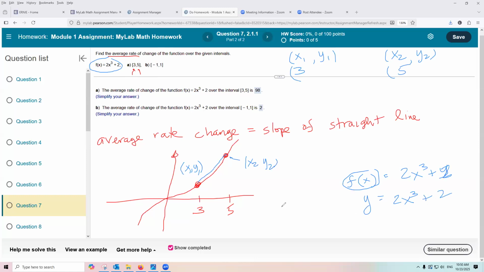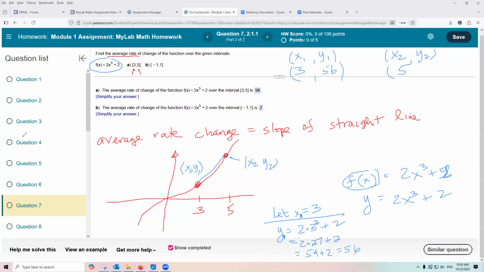All right, let's figure it out. Let's let x equal 3 for that first point. So the y value is going to be 2 times 3 to the third plus 2. That's 2 times 27 plus 2. That's 54 plus 2, which works out to be 56. So we just found out y1 is 56. Let me put a y sub 1 here to make that clear.